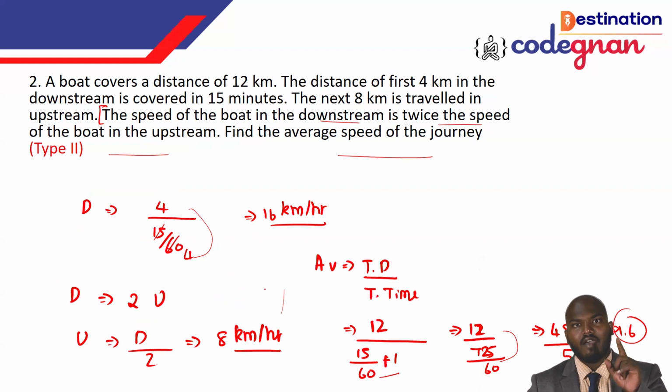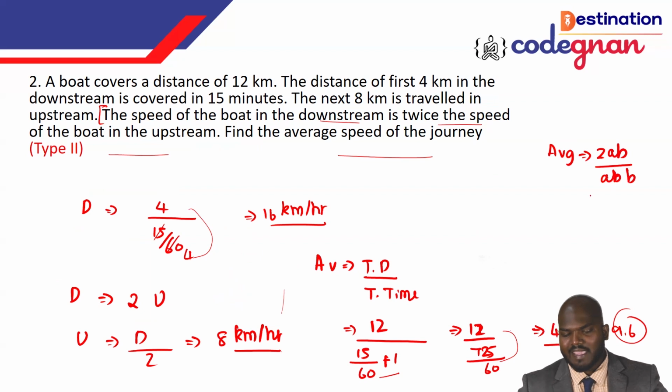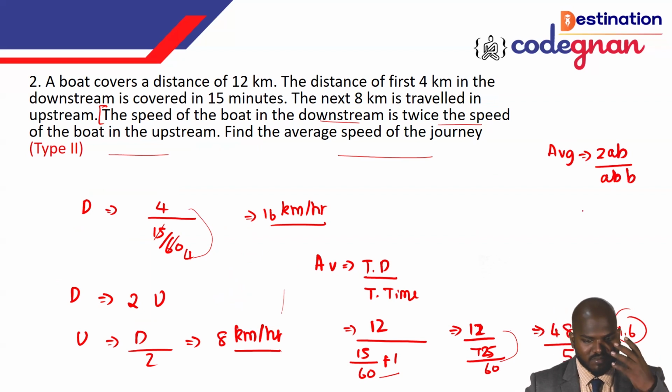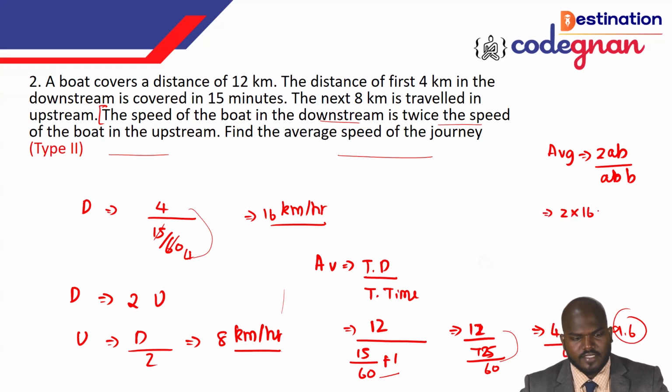If you are getting the downstream speed and upstream speed, you can take the average speed as 2AB by A plus B. You can take either downstream as A and upstream as B, anything you want. That is 2 times 16 kilometer per hour, 18 kilometer per hour by 16 plus 8, 24. That is 8 times 3 is equal to 24.